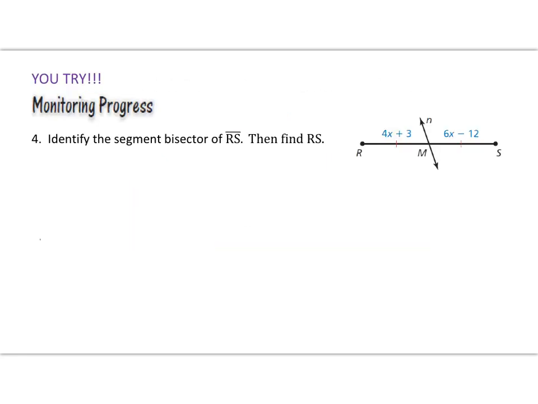All right, so you pause the video here and try this problem on your own. You're identifying the segment bisector of RS. So you're identifying what type of figure bisects segment RS. Is it a line, a ray, a plane, or a segment? Then find the length from R to S. So pause here and take a moment to answer both parts, then unpause to check your work.